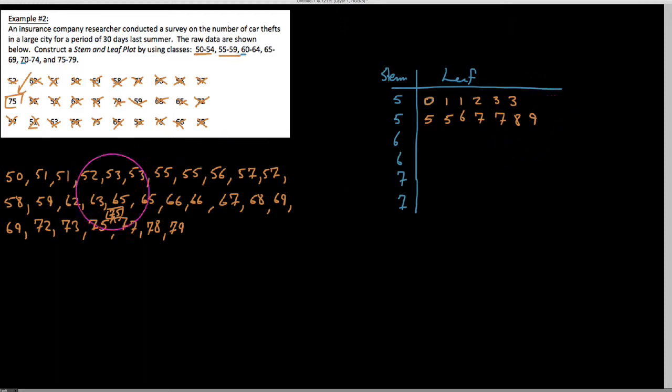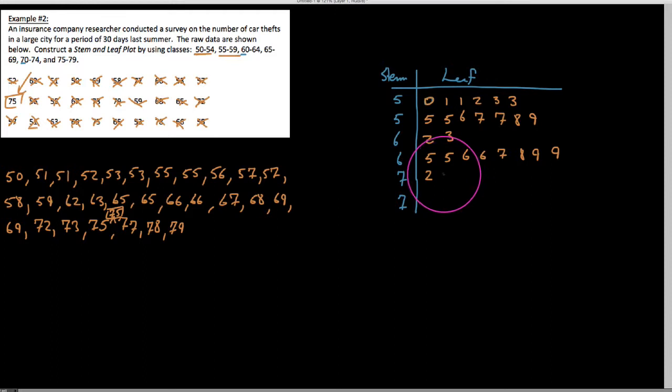So now we're into the 60s here. We say 62, 63. No 64. 65 is going to be up in the next class. So I've got a 65, 65, 66, 66, 67, 68, 69, another 69. So then we say 72.